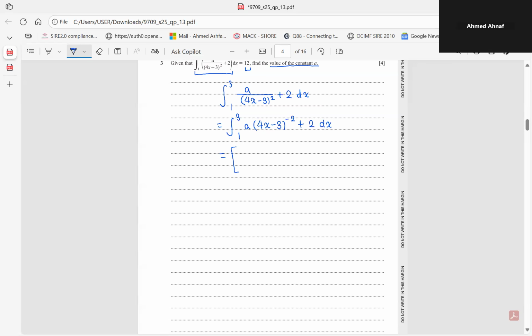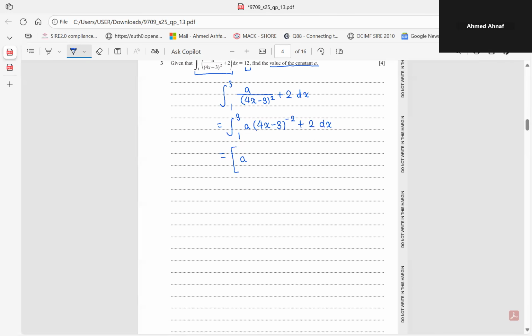Okay, so to integrate this, we're going to have to integrate each term separately. So first we have to integrate a times 4x minus 3 to the power of negative 2. So to do that, we're going to leave a alone because it's not a term in x. So we'll leave that, and we'll integrate 4x minus 3 to the power of negative 2.